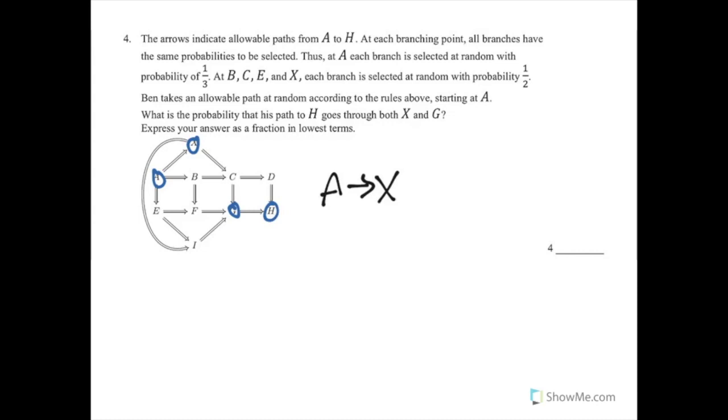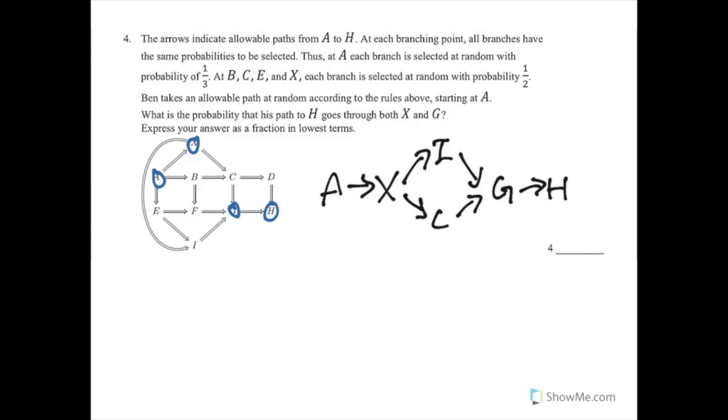Next, we can have X going to I and then to G, or we can have X going to C and then to G. And then we have to go to H. So this is the path graph that we have available to us. And then we just need to find a probability at each of these points, essentially.